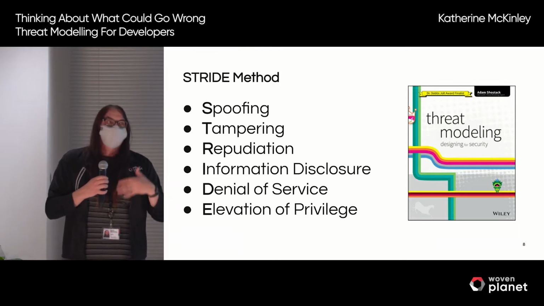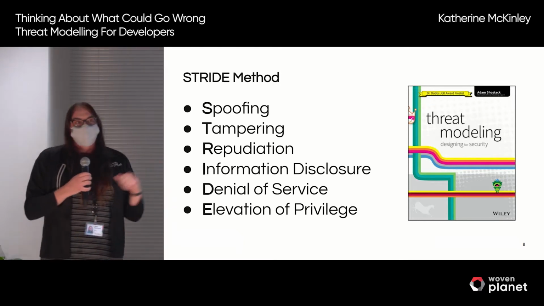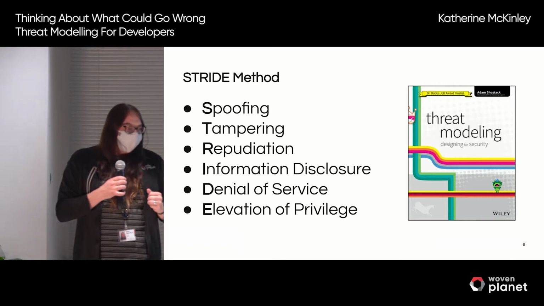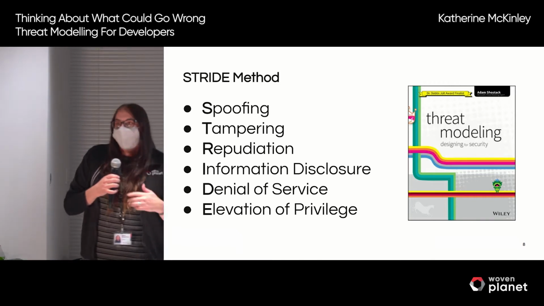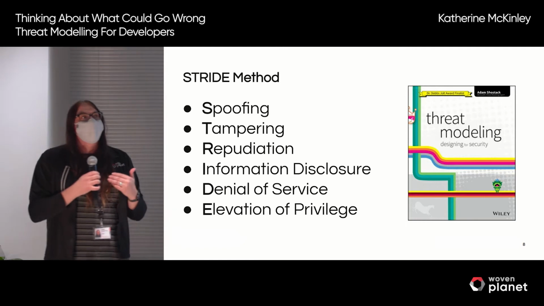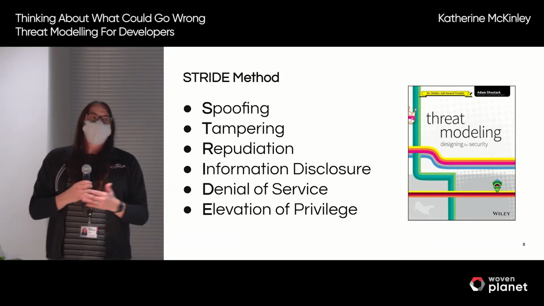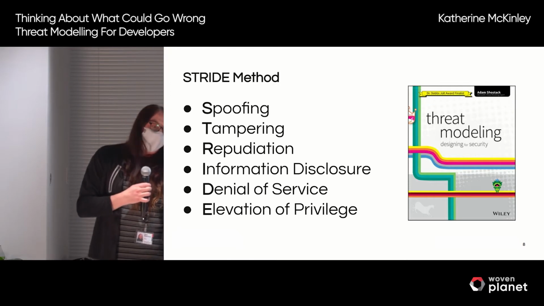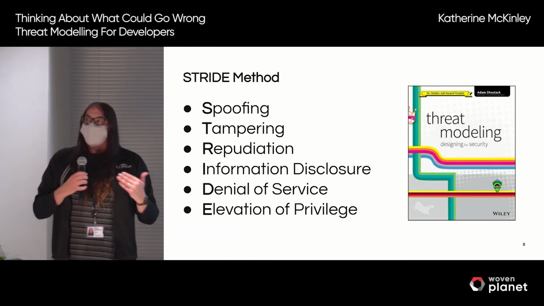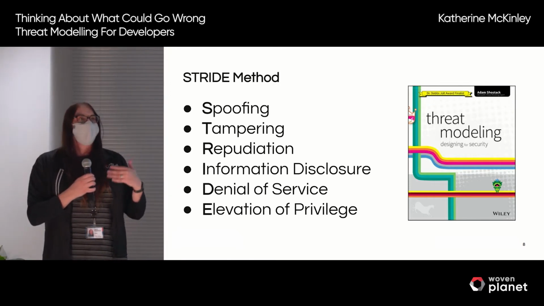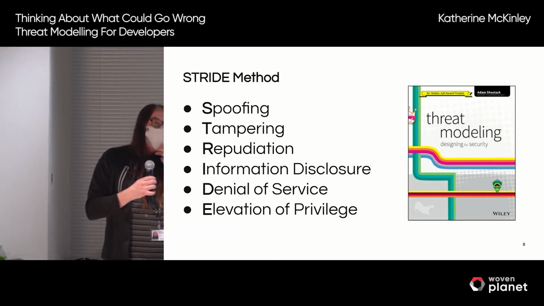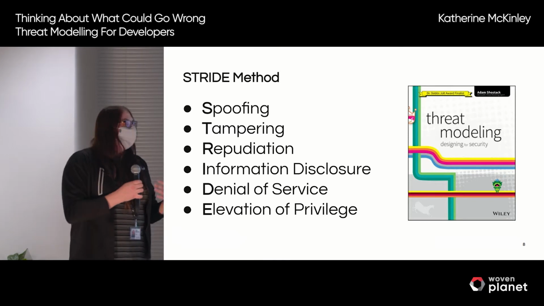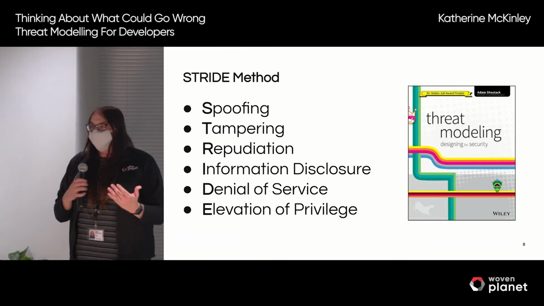Information disclosure, this is your data breach, but it's also potentially losing your IP through code leaks or whatever. Denial of service, so if I can make that site unavailable, then that is also something that we might want to protect against. And elevation of privilege, can you do something that you shouldn't be able to? So that could be administrative access or being able to make an approval that you should not normally be able to do.